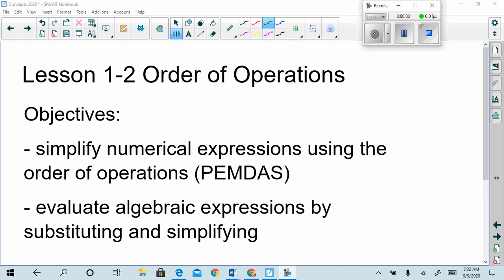Hi everyone. In our last lesson, we started off with talking about the different types of expressions and translations. In today's lesson, we're going to go to simplifying expressions using order of operations. We're going to look at those numerical expressions and use our PEMDAS, which is a way to remember how to perform operations so that we get the same answer. And then we'll go into algebraic expressions where we'll replace those variables with given values and then simplify.